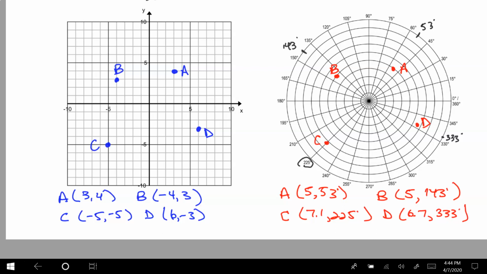And I count out my radius from the concentric circles. And if you notice, the points A, B, C, D in red are exactly in the same location as they are in blue. It doesn't really change. They just have different names.